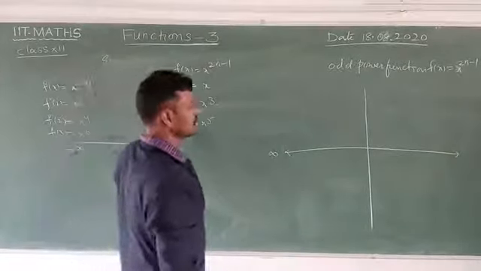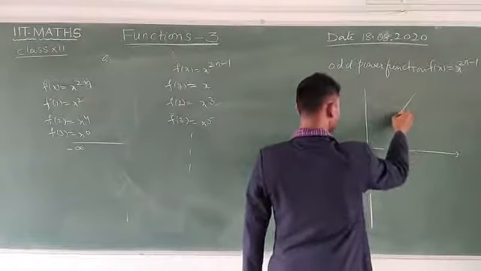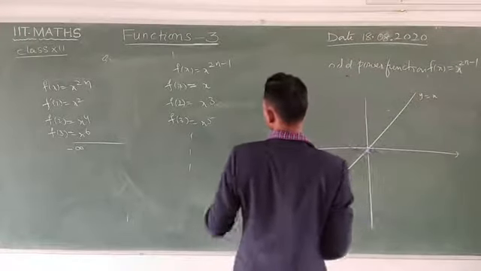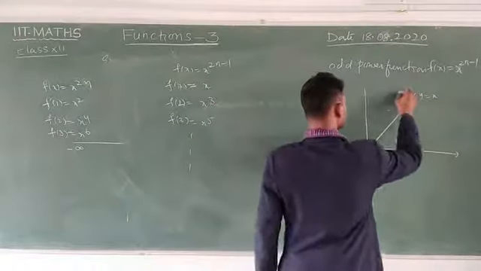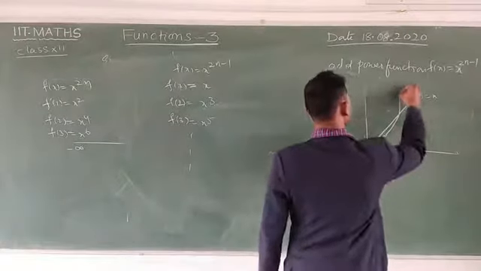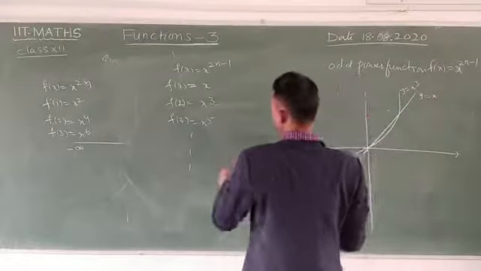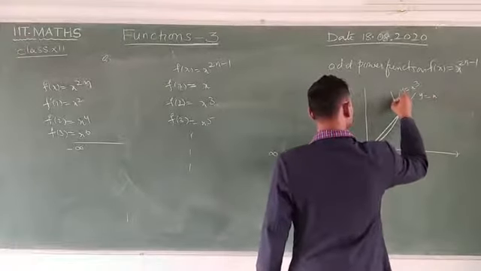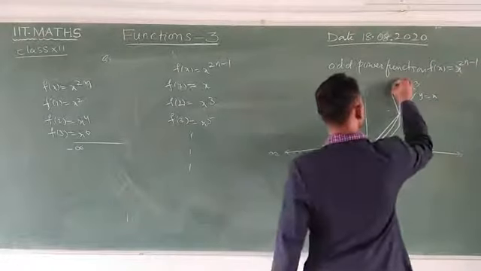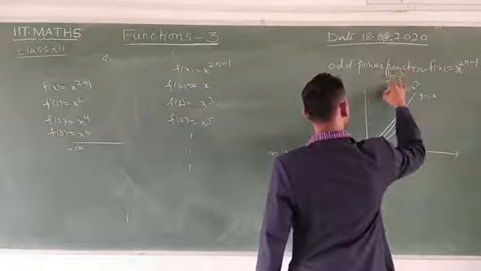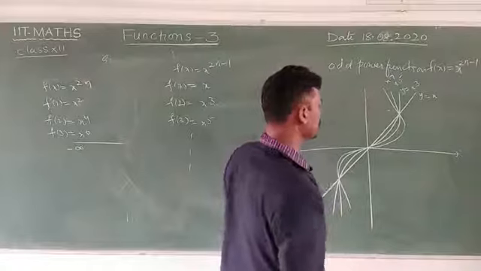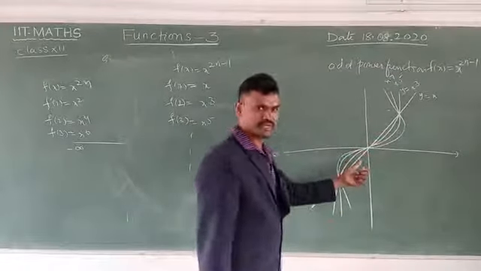Okay, enough. Now you have to try y is equal to x. Next one is x cube, y is equal to x cube. Next x to the power of 5 you have to draw, and next x to the power of 7. Okay, you can try at home. The graph looks like this only.